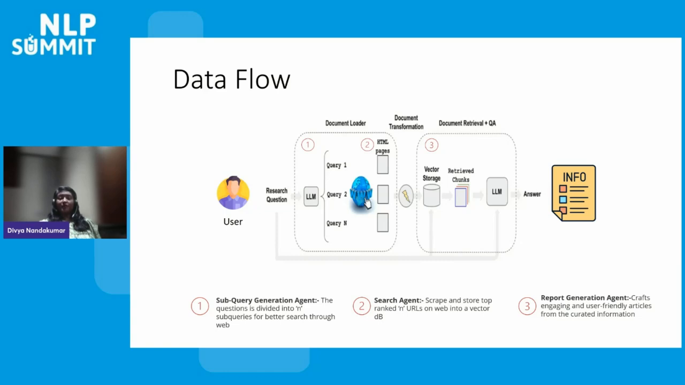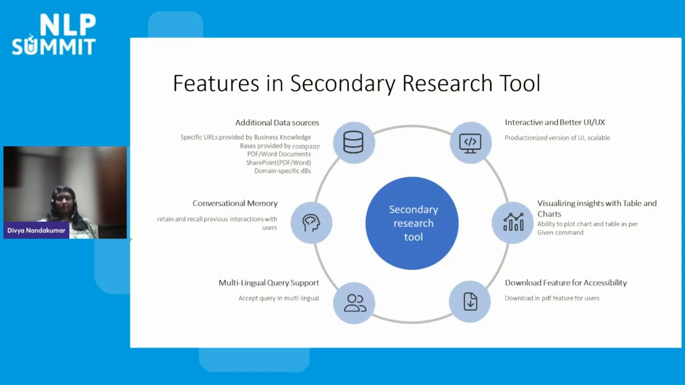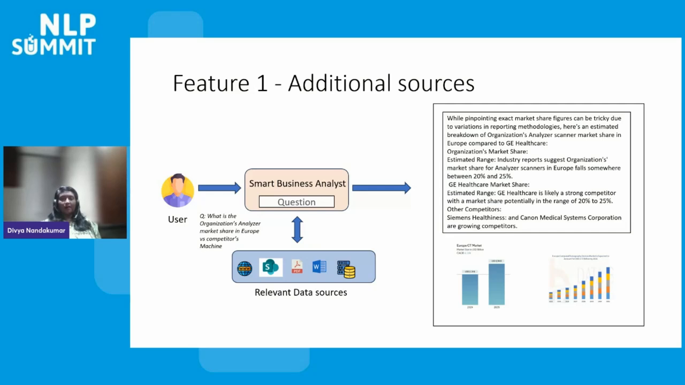This step is called step number one, which is called the subquery generation agent. And the second one is the search agents, which scrape and store the top ranked URLs on the web into a vector. And the third one is the report generation agent, which crafts the output into the display ready state. There are many features that are added to this, like visualization charts or conversational memory or multilingual support and more. You can plug in as many additional data sources as you want to the smart business analyst.